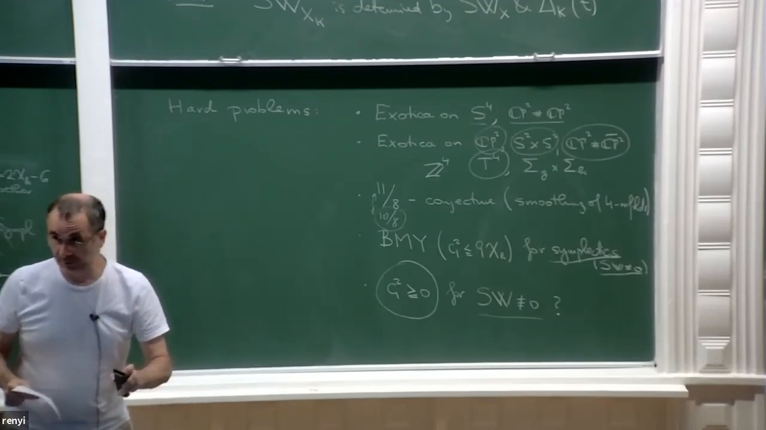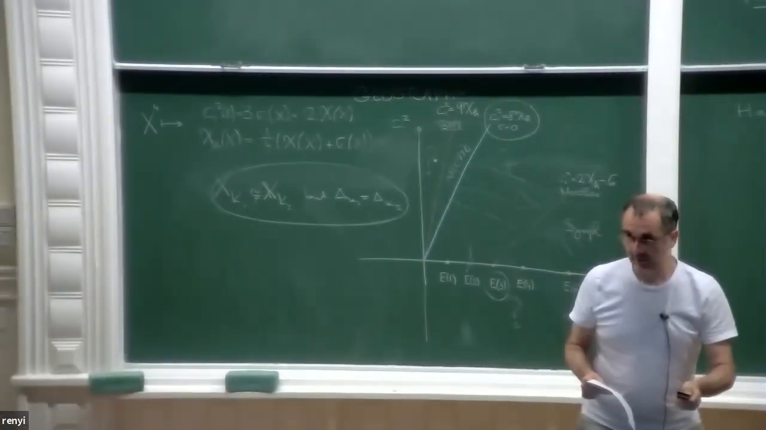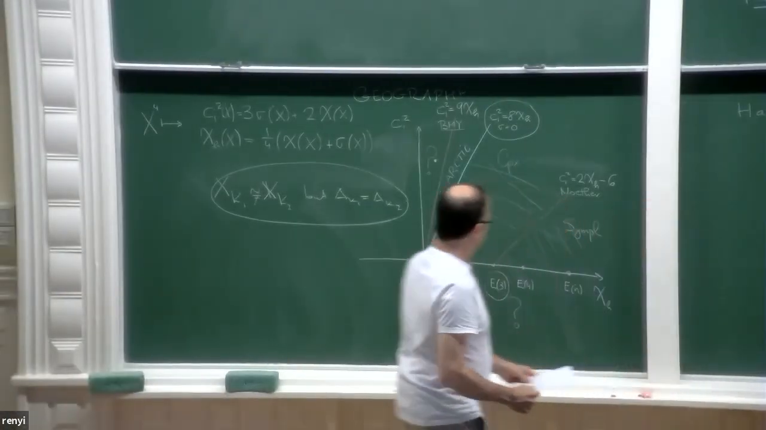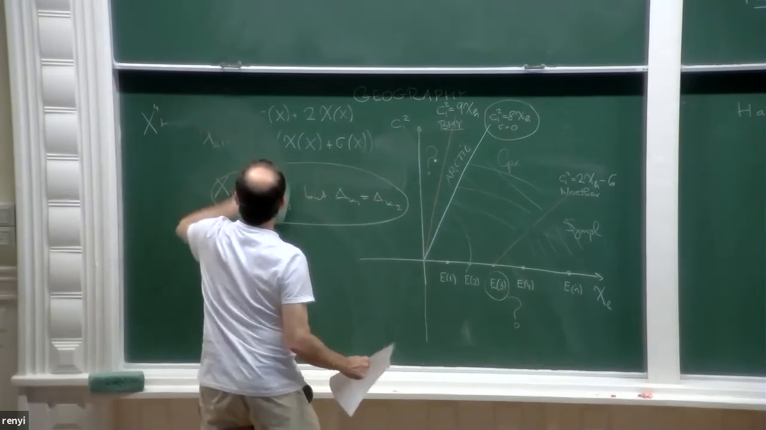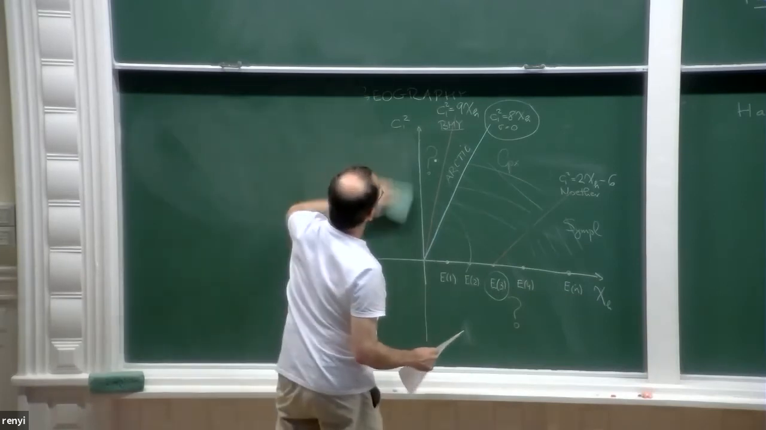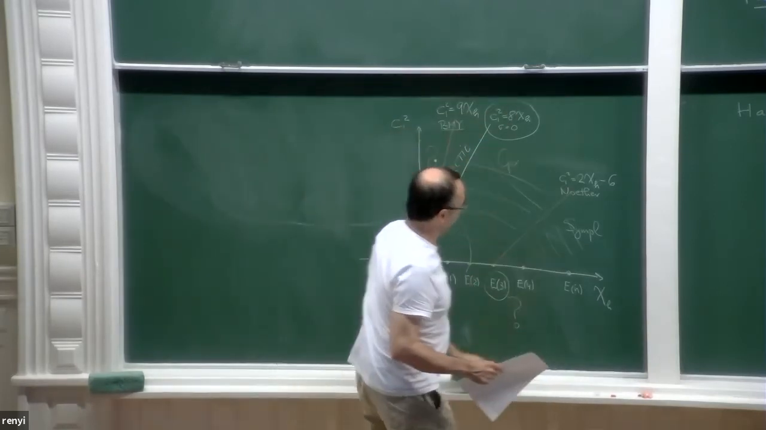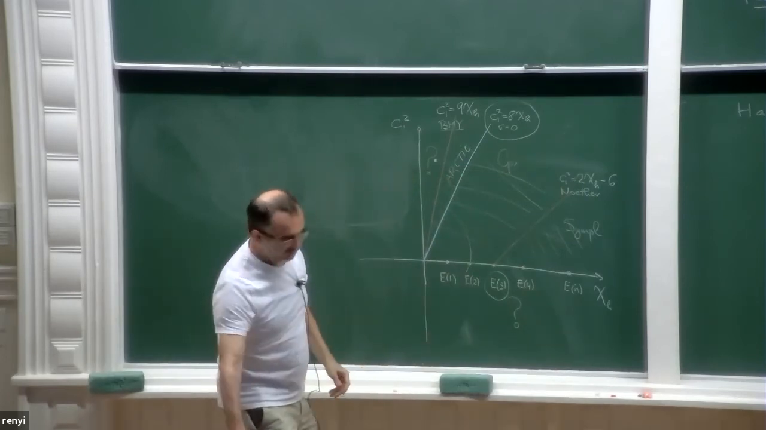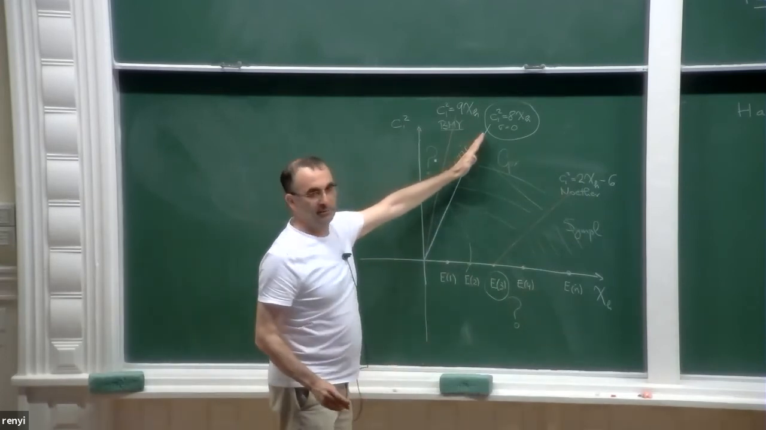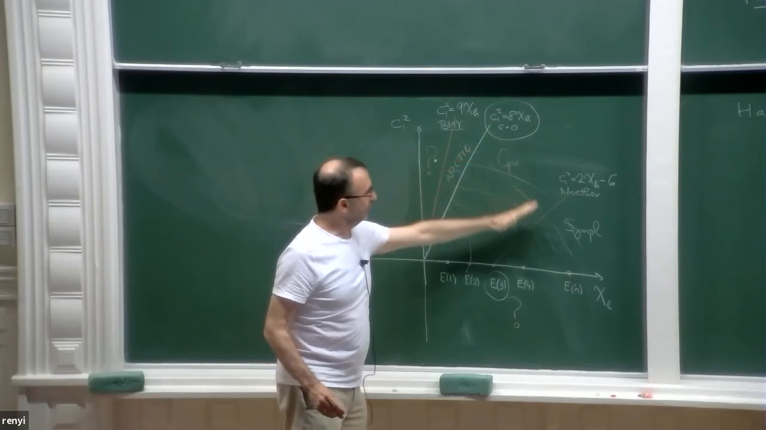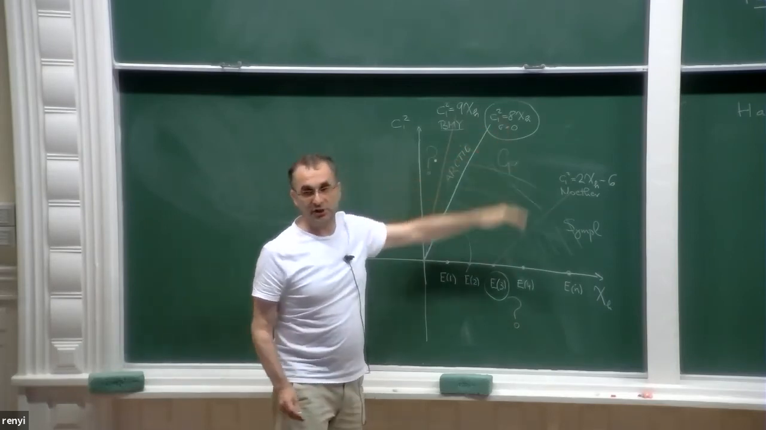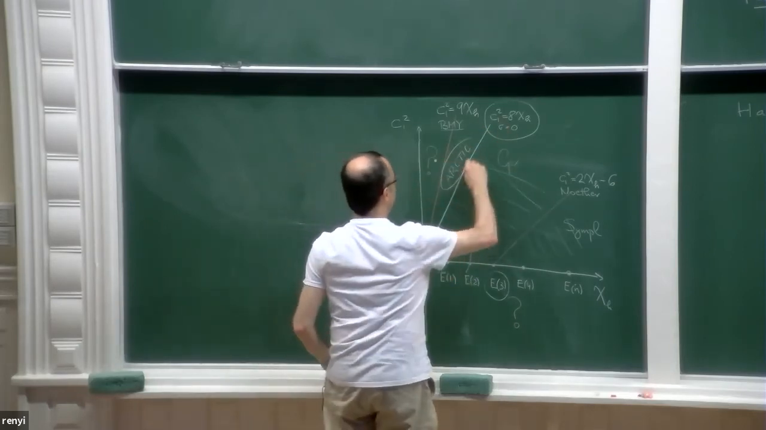So yeah, the first one is a constructive question. So we have this fantastic geography picture, and we know pretty much, we are confident with those manifolds which are under the zero signature line. What happens in this region?